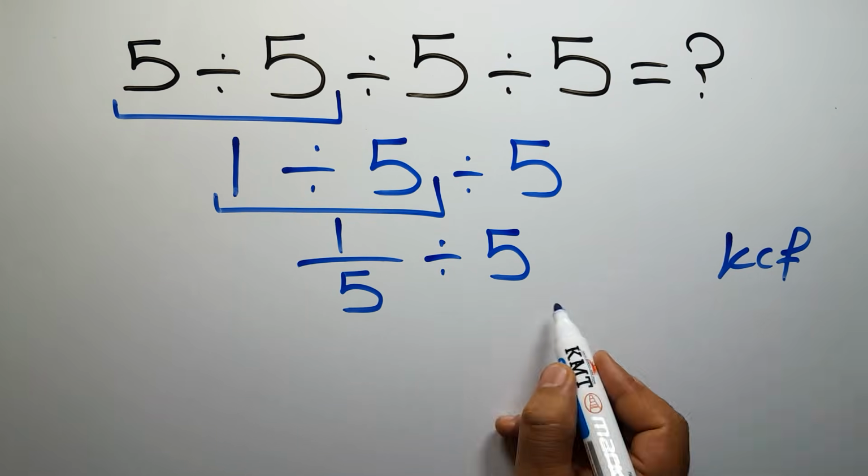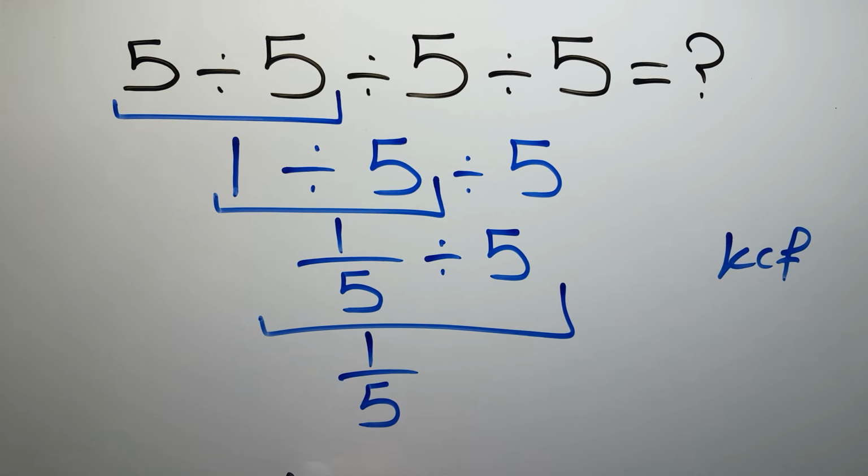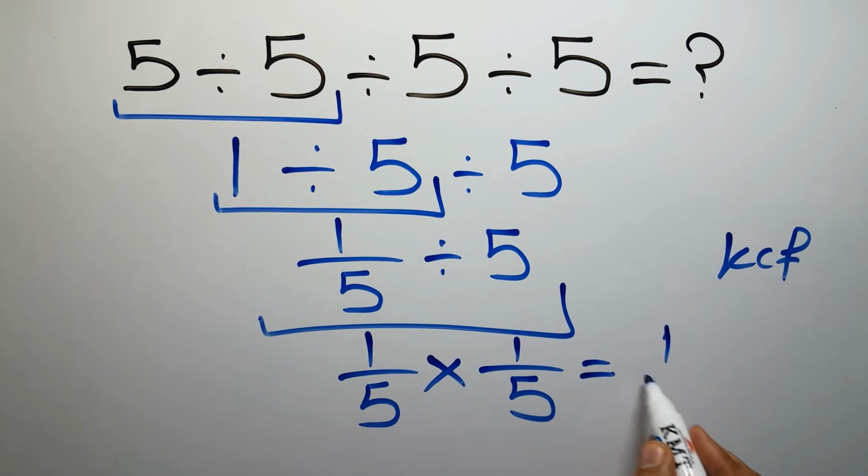stands for flip. We can write keep the first fraction, change division to multiplication, and flip the second fraction. So we have 1 over 5 times 1 over 5, which equals 1 over 25. And this is our final answer to this problem.